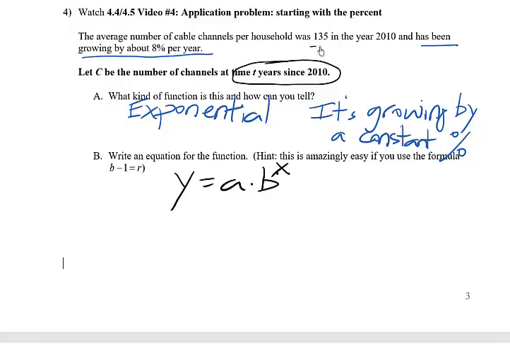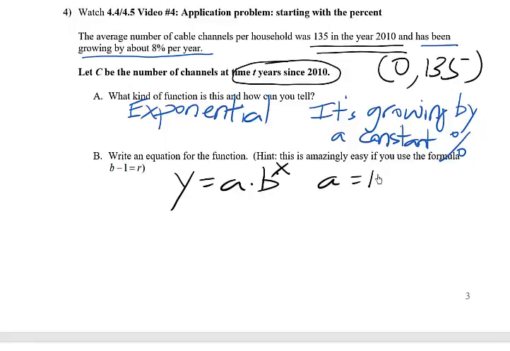Well, here it is. That's the only data point that we were given. In the year 2010, there were 135 channels. That would correspond to the ordered pair (0, 135). T stands for number of years since 2010. C stands for number of channels. So I know that my A value is 135.